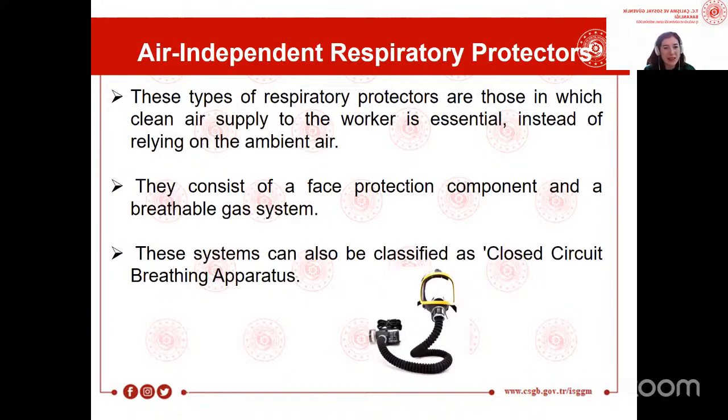Air-independent respiratory protectors. These types of respiratory protectors are those in which a clean air supply to the worker is essential instead of relying on the ambient air. They consist of a face protection component and a breathable gas system. They are also classified as closed-circuit breathing apparatus.